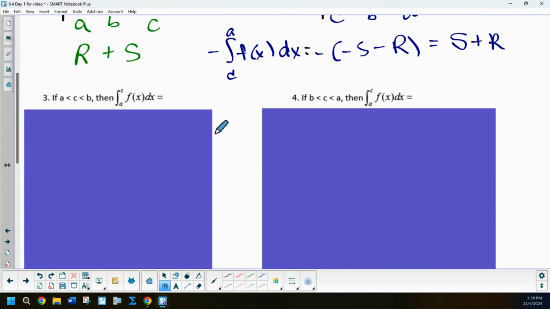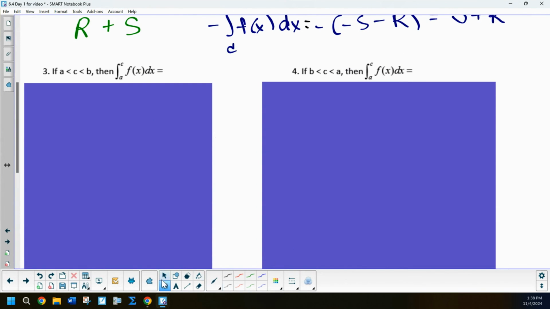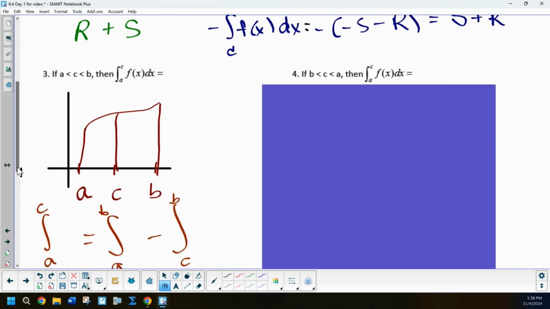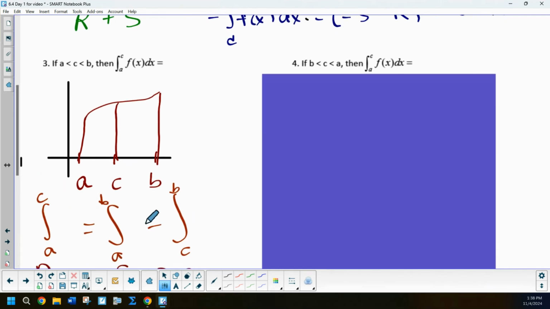Okay, number 3, now we've got C in the middle. These are the ones I think that are a little bit more confusing. So let me uncover this, and I'll have my picture drawn here for you. So I'm going from A to C to B, okay? And it's a little bit trickier. So instead, what I decided to do is down here, look at the integrals that I'm trying to find. So if I'm trying to find from A to C, that means I first need to find all the way from A to B and subtract what I get from C to B. So find this big area and subtract the small area. So from A to C would be from all the way from A to B minus from C to B.